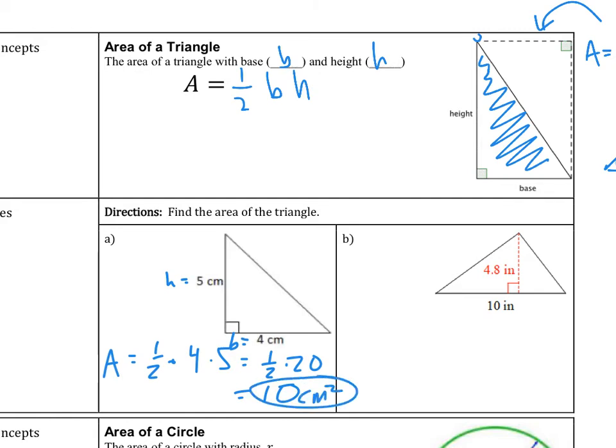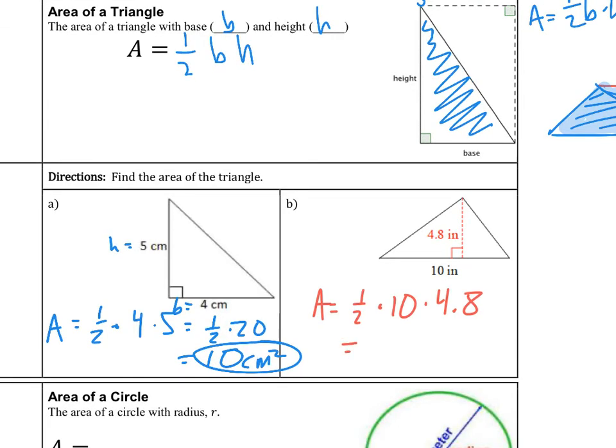Why don't you try the next one over here? Hit pause and try that out. So we get 1/2 times 10 times 4.8, which is a half times 48, which is 24, and that would be square inches.